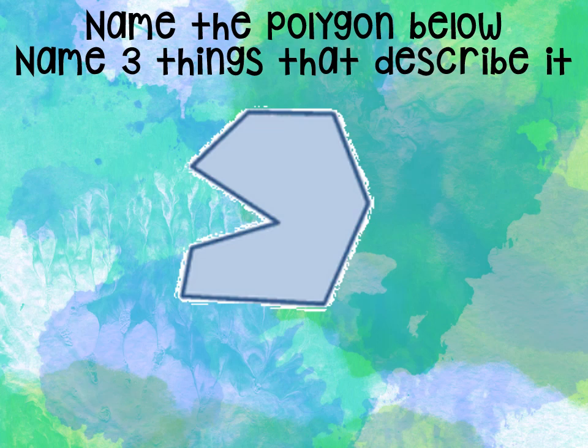Now take a look at this polygon. Just look at it for a second. And I want you to think of 3 things that would describe it. Think about what we've been talking about. Without giving it a name at first, how could you describe it? Think about the sides, think about the vertices, think about the angles, and then think about what you would call it.